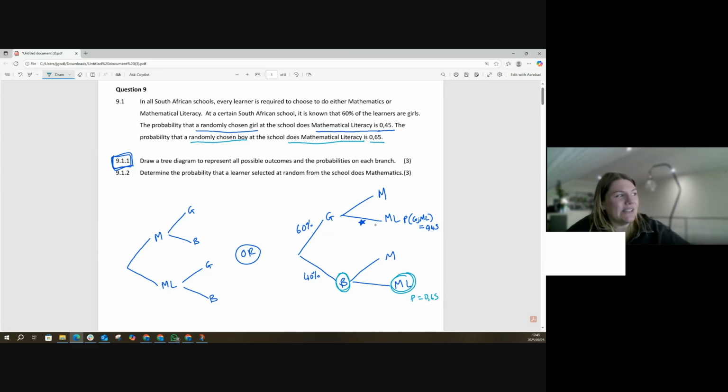So the question says, determine the probability that a learner selected at random from the school does mathematics. Okay, we have the two probabilities that they do maths literacy, correct? That's my hint to you. If we know the probability of people doing maths literacy, can we work out the probability of them doing maths? That is my hint. So I'm going to give you 2 more minutes on that. 2 more Earth human minutes.